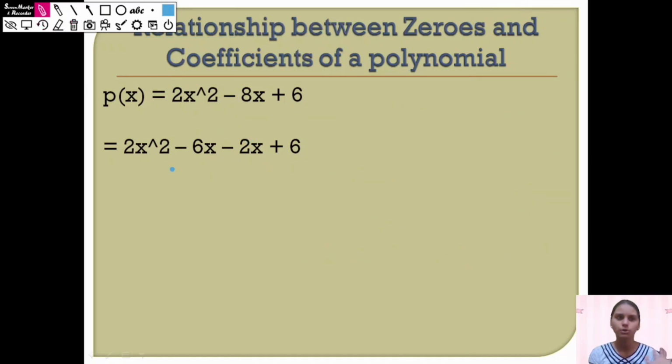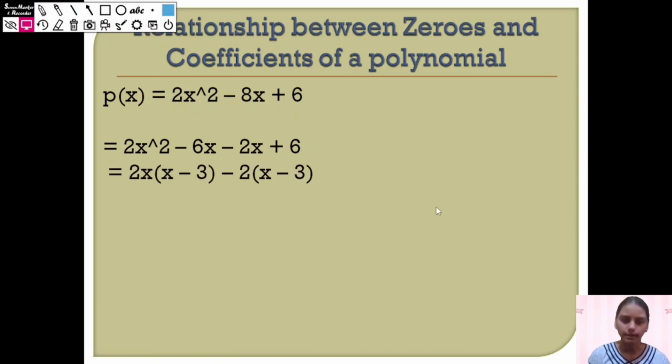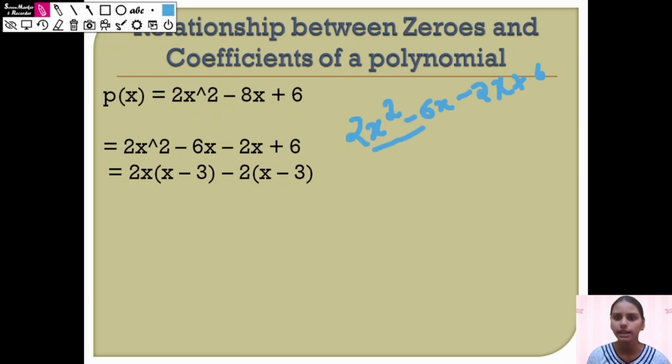Okay, so using this method only, we have solved this. Now further, we will take common 2x and a common factor, right? So when you take 2x common, let me explain it properly. We have 2x square minus 6x minus 2x plus 6, isn't it? Now what you should do is you should take common.